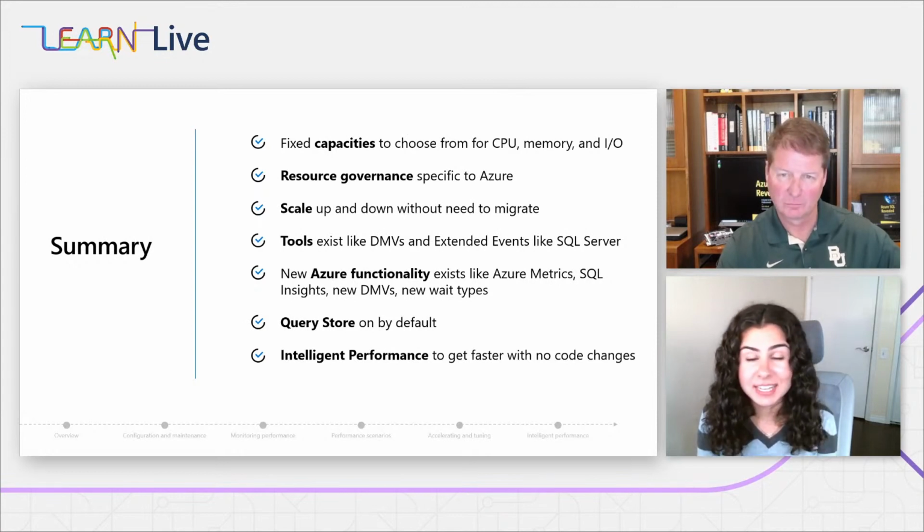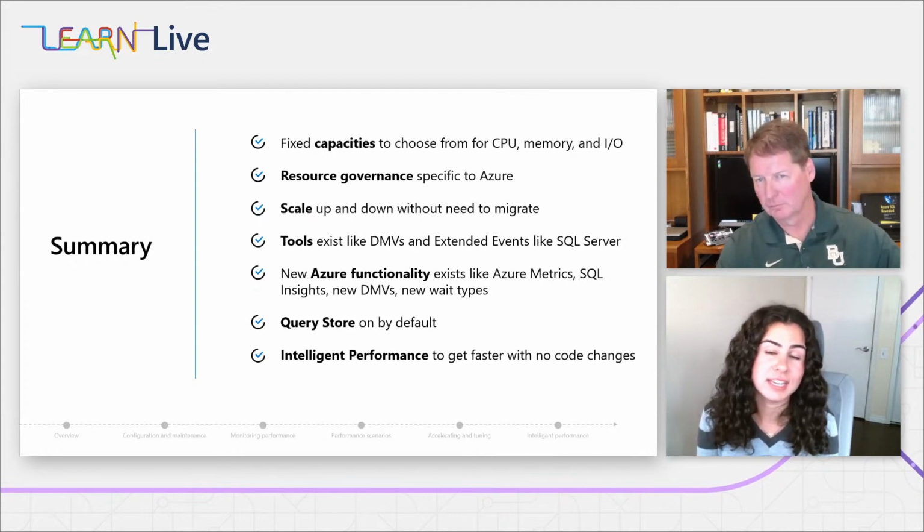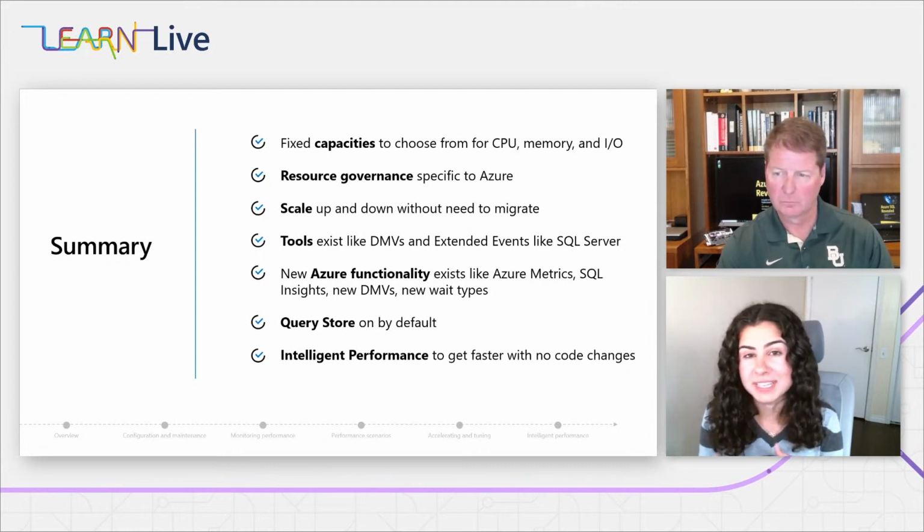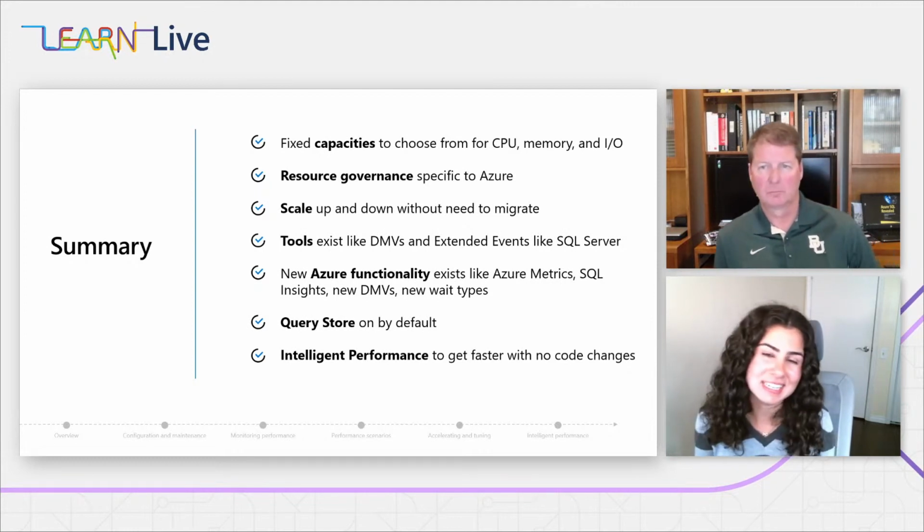We talked about scaling up. We also got to see that, so folks can get hands-on and see how to do that using that ALTER DATABASE command or the Azure portal or other tools. We also talked about tools, and we geeked out. We talked about the DMVs, extended events.